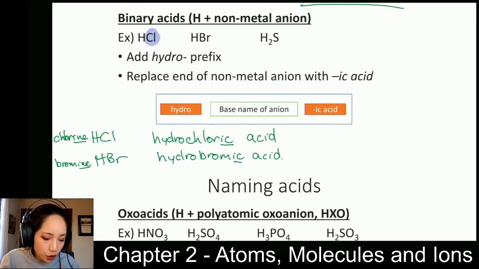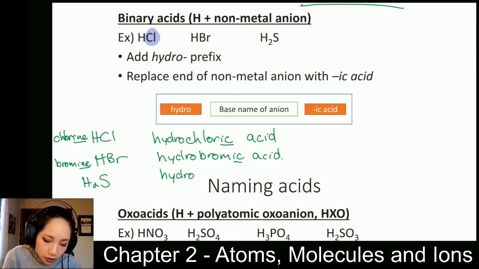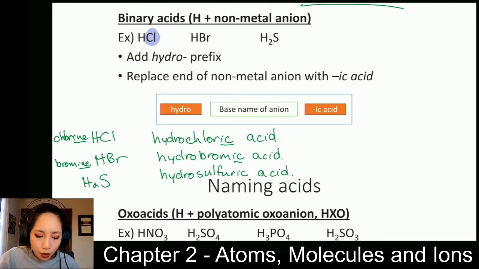And then H2S, same thing. The anion there is sulfur. So this would be hydrosulfuric acid. So sulfur, that ending is a little weird. So we just call it sulfuric. We just add the ic ending on the end of sulfur, hydrosulfuric acid. And we call it this. We have the hydro beginning part because it's a binary acid.